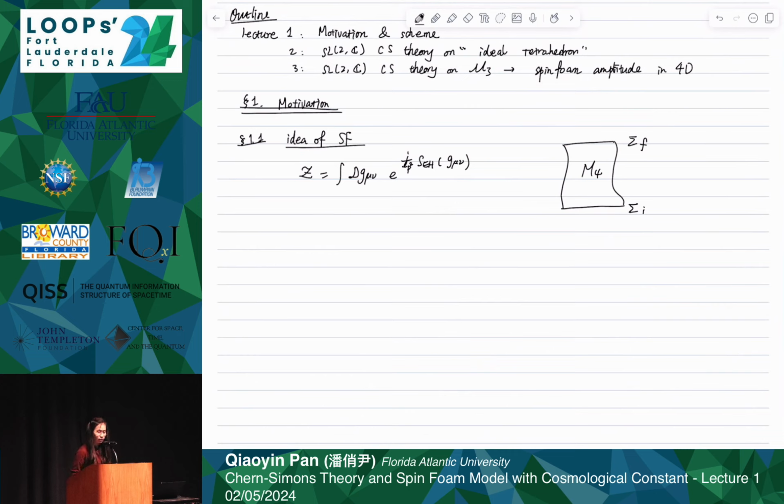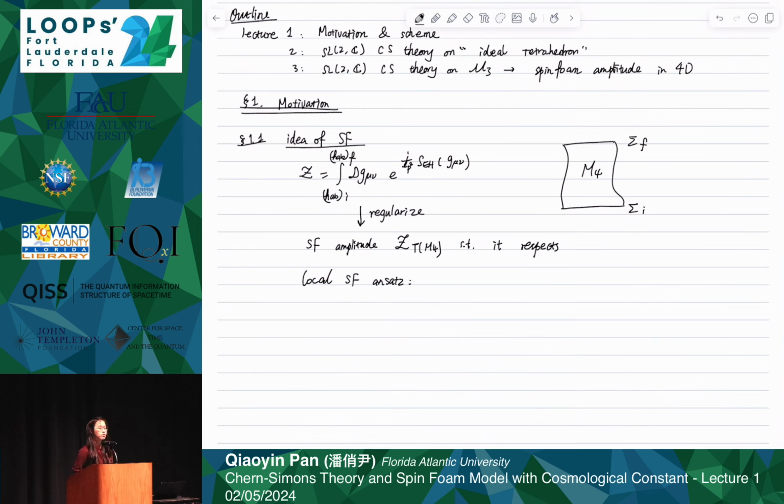Of course, I will put some boundary condition, which is the induced metric on the initial slice and the induced metric on the final slice. So this is the formal path integral, but now we want to regularize it. After regularization, we arrive at the spin foam amplitude, which depends on the triangulation of this 4-manifold, such that it respects the so-called local spin foam ansatz.